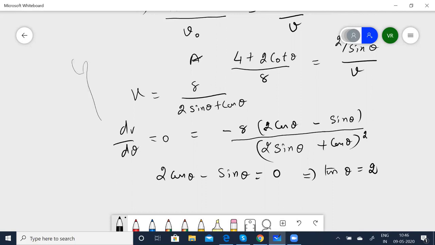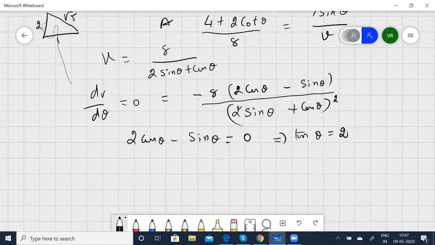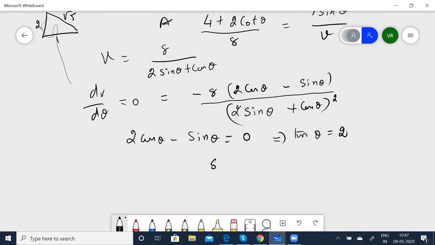So quickly draw the triangle and see. You can see that this side is going to be 2, this is going to be 1, and the hypotenuse is root of 2 squared plus 1 squared, which is root 5. So what is sine theta? Sine theta is equal to 2 by root 5, and cos theta is equal to 1 by root 5.